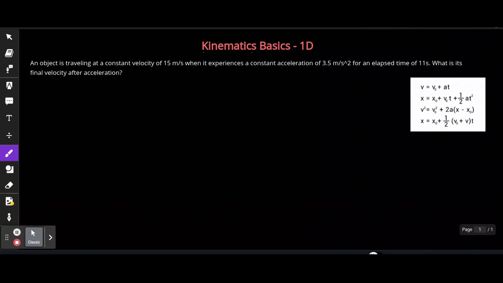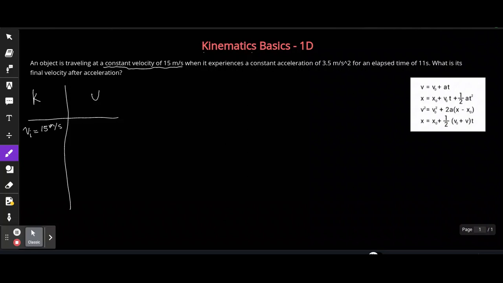So the best thing to do in these kinds of problems that I have found to be very helpful is using a known and unknown chart. Sorry, my line isn't very straight. So first we're going to see what we know in our problem. We know that our object is traveling at a constant velocity of 15 meters per second, and that's before any acceleration is applied to it. So we're going to assume that our initial velocity is 15 meters per second.